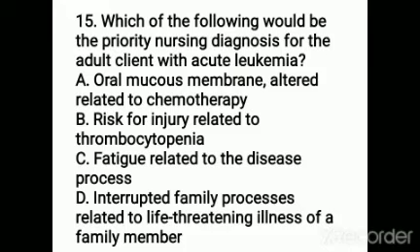Question number 15. Which of the following would be the priority nursing diagnosis for the adult client with acute leukemia? Options are: A, oral mucous membrane altered related to chemotherapy; B, risk for injury related to thrombocytopenia; C, fatigue related to disease process; D, interrupted family processes related to life-threatening illness of a family member. Correct answer option B, risk for injury related to thrombocytopenia.